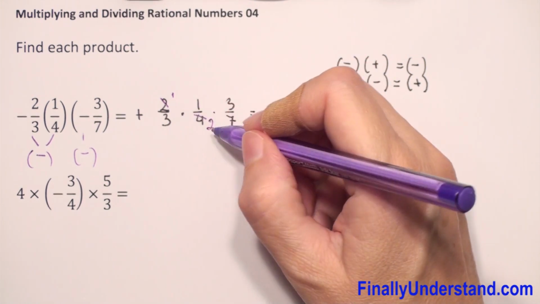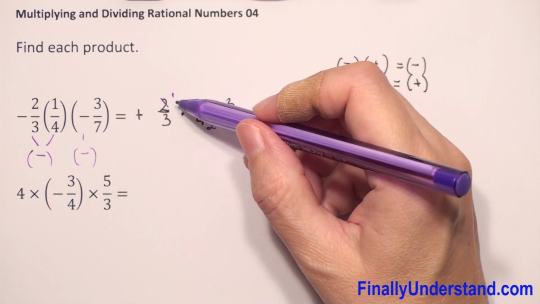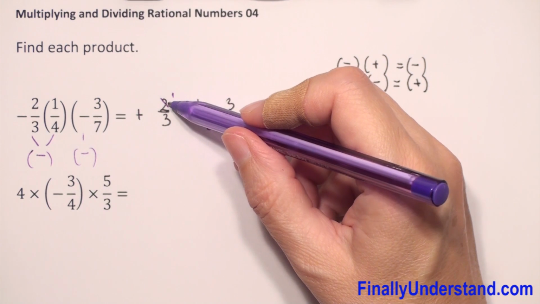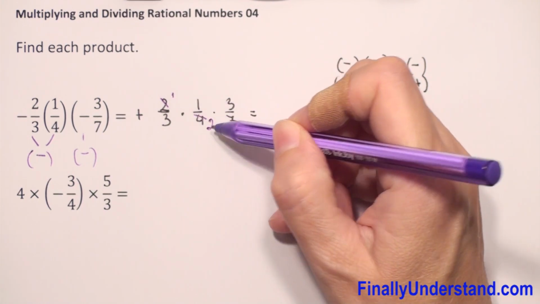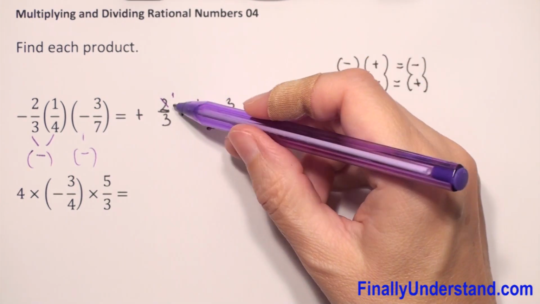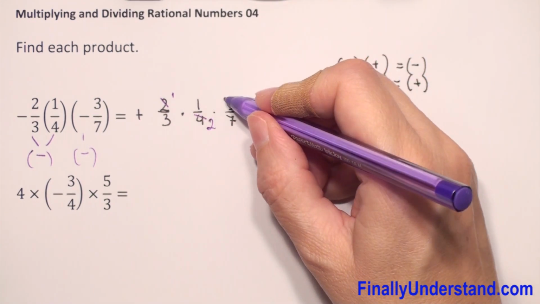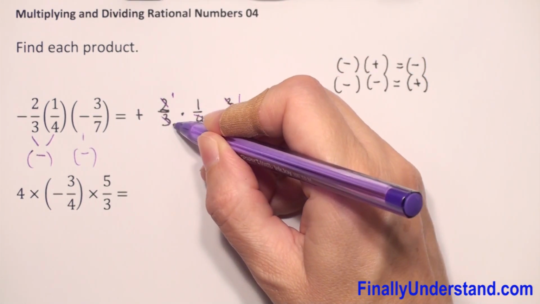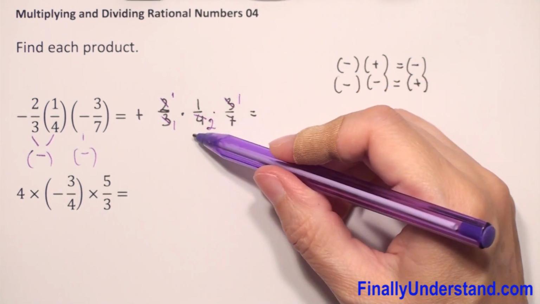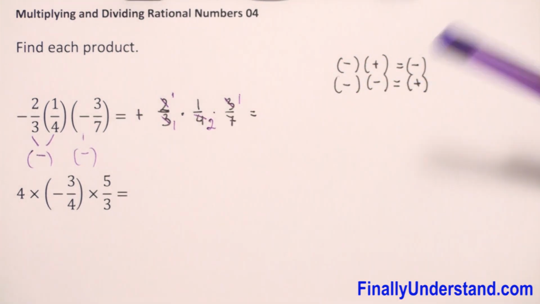We divide numerator and denominator by the same number. So we divide by 2. Numerator by 2, 2 by 2 is 1. 4 by 2 is 2. And next we have also 3 and 3 in the denominator. So 3 divided by 3 is 1. 3 divided by 3 is 1. We reduce numerator and denominator by 3.